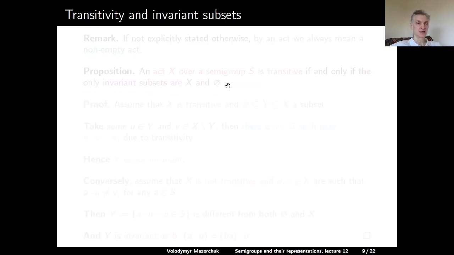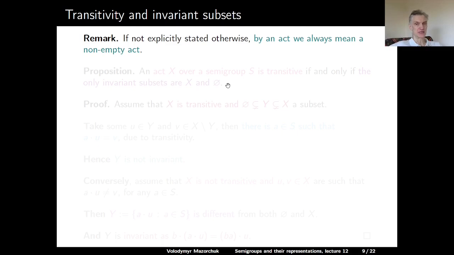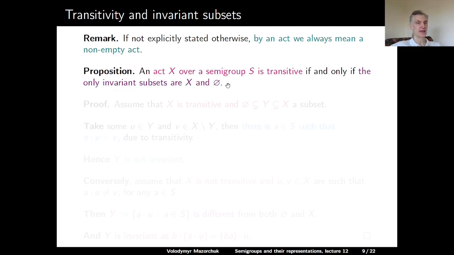Now let's discuss the connection between transitivity and invariant subsets. Small remark: if not explicitly stated otherwise, when we say act, we always mean a non-empty act. Proposition: an act X over a semigroup S is transitive if and only if the only invariant subsets of X are X and the empty set.